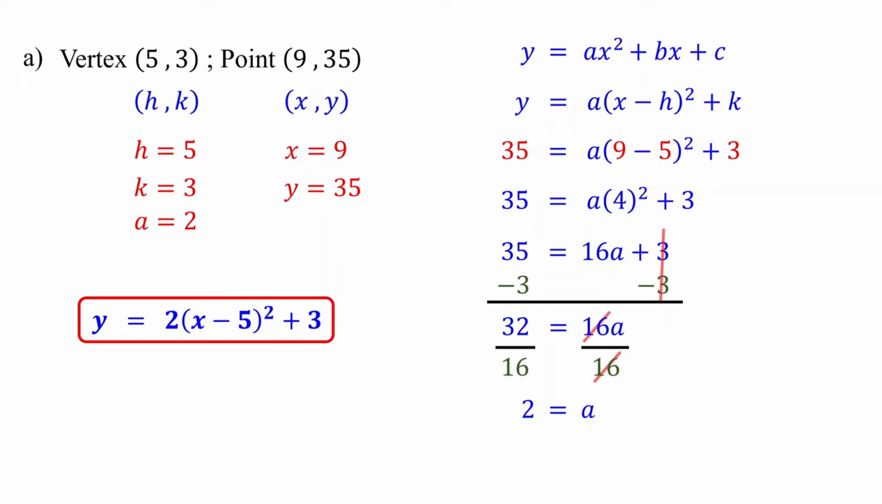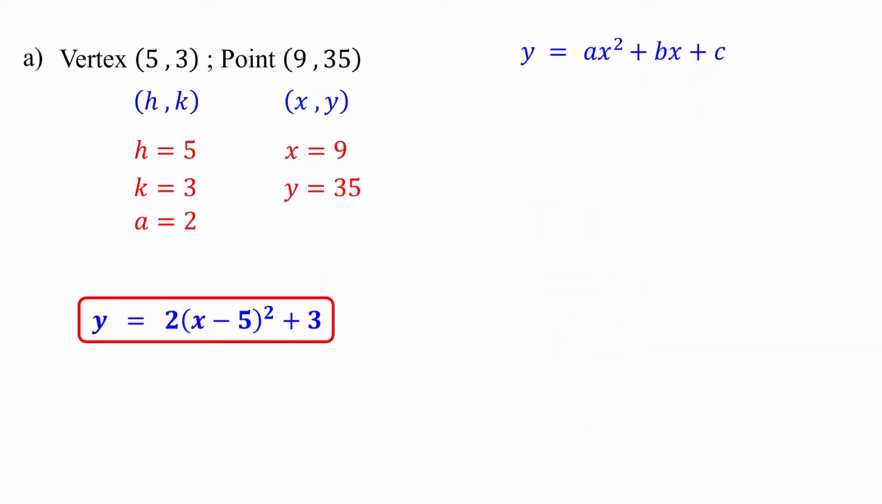However, if you are given 3 points and none of them are the vertex, it is easier to find the standard form directly. Please check the link in the description for that. Now, let's convert the vertex form to standard form.